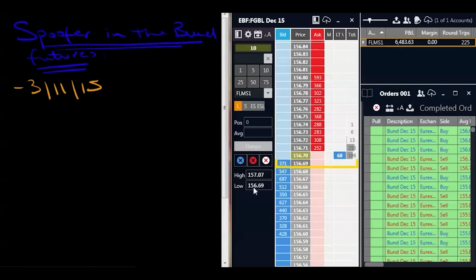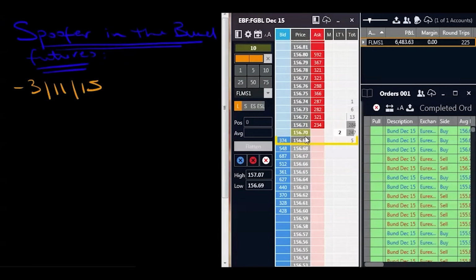We've got very, very little size on the order book there, 156.70. We're moving towards the low of the day. If you were a big trader here and you wanted to get short, how could you do that? Well, let's see what happens at these 156.70s.